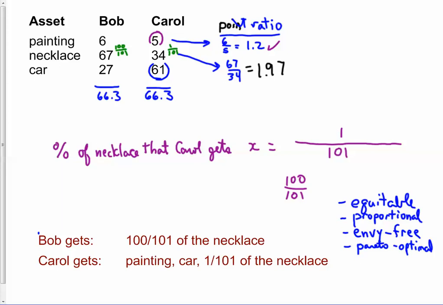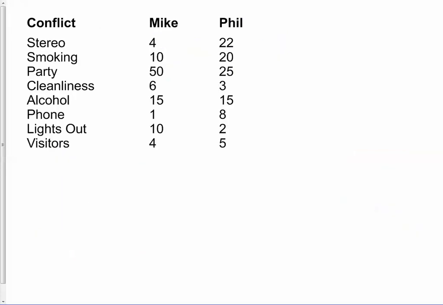So I will do one more example, the one that I was starting in class, and I'll just do this kind of quickly. So instead of objects that people are going to get, these are issues that two roommates have a conflict over, and they want to figure out who gets to decide how each conflict goes. Okay, so we have the 8 conflicts, the 8 issues, and they divvy up their 100 points. And so again, the first thing is that whoever gave the most points to an issue gets it.